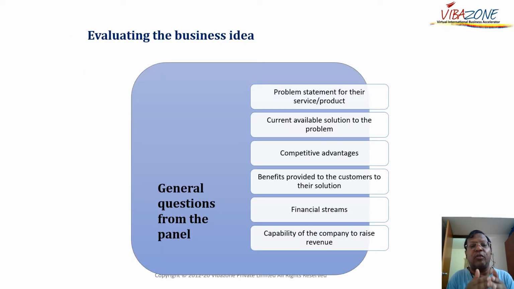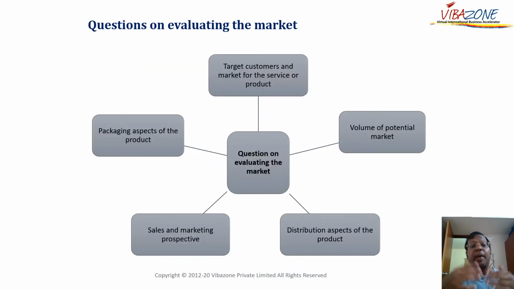Now, general questions from the panel should be: what is the problem statement they're trying to solve with their services and products? They should talk about what is currently available. They need to talk about what the competitive advantages are and what benefits they're going to give to their customers, and what the financial streams are, how they are going to make money, and the capability of the company to raise revenue. So these are some of the questions the evaluating panel would ask.